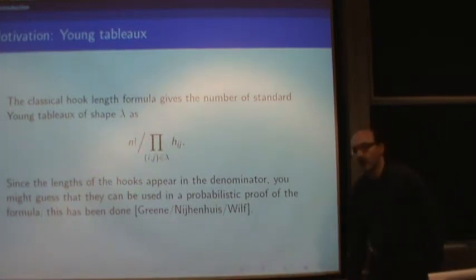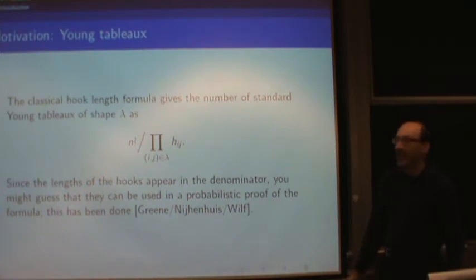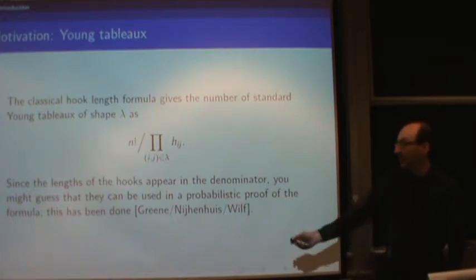And this is normally proved algebraically, but since the lengths of the hooks appear in the denominator, you might guess that this could be turned into a probabilistic proof, that you make some choice out of h_ij possibilities for each of the cells and use that to generate a random Young tableau. And that has been done. I'm not proving it here, but this is done by Greene, Nijenhuis and Wilf.